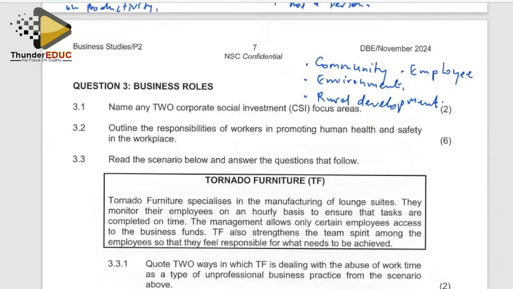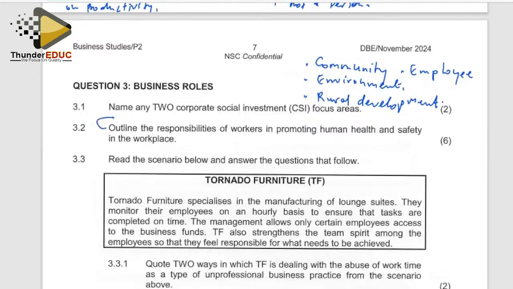Okay, right. So now let's move on to 3.2. So 3.2 reads as follows. Outline the responsibilities of workers in promoting human health and safety in the workplace. So now it is their responsibility to use equipment safely as prescribed, and also wear protective clothing at all times, as well as to make sure that they report all incidents causing death, injury, or illness at the workplace.